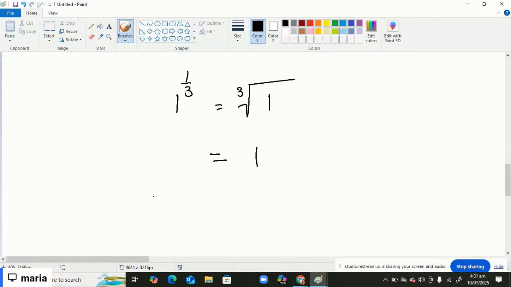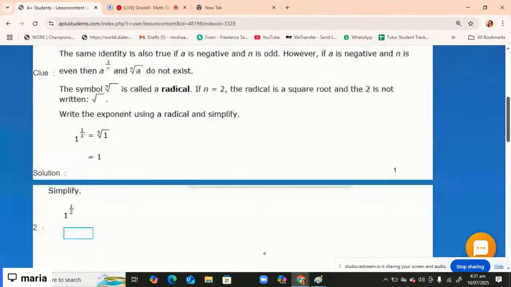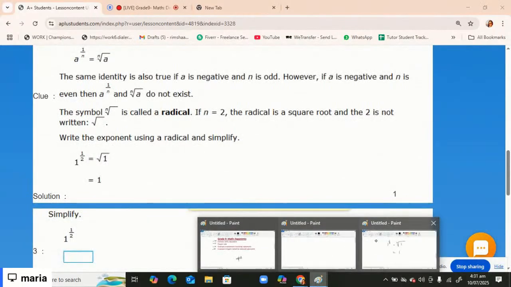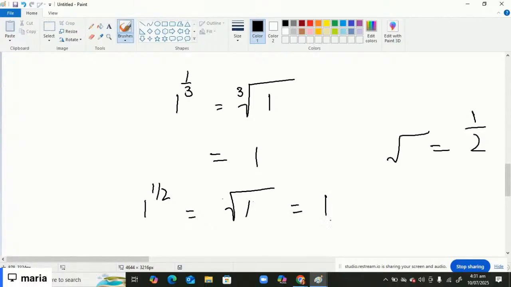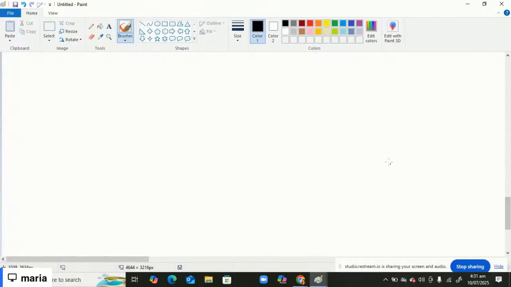Let's suppose we take something else, like 1 to the power of half. We are not able to write the number together with it, because this square root means the power of half. So we are not putting it down like this. So this is 1 and that is 1.